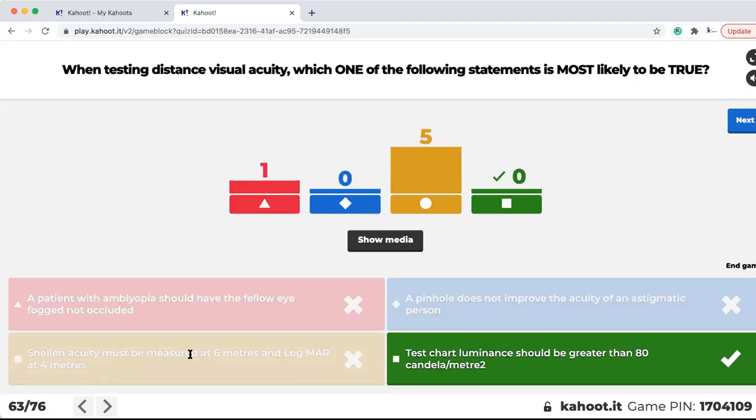And also the new projectors can adjust the size of the optotype according to the distance, whether the distance is 2 meters, 3 meters, 4 meters, or 5 meters. They can still adjust the size of the optotype depending on the distance between the patient and the chart. So it is not mandatory for the patient to sit at 6 meters. It is not a must. But actually, the tested chart luminance should be greater than 80 candela per meter square. This is the correct answer.